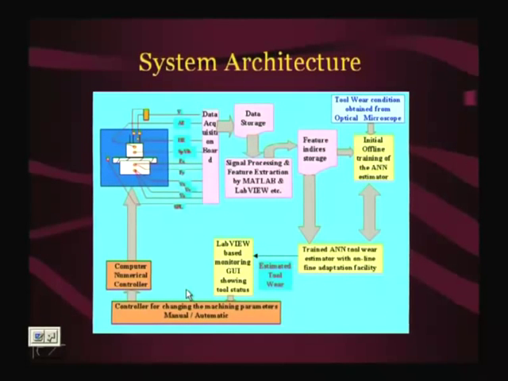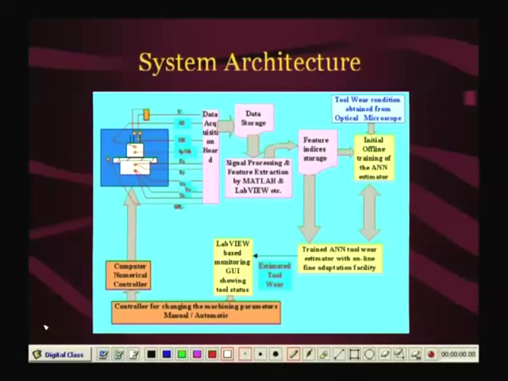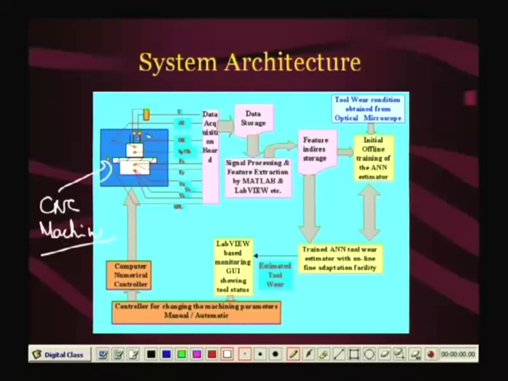So this was the architecture of the system that we implemented. This is our CNC machine. We put a number of sensors here. We take voltage, we take vibrations, we take forces Fx, Fy, we take vibrations Vx, Vy, Vz. We take acoustic emission, sound pressure level, various kinds of measurements. So we actually instrumented the machine with a number of sensors.